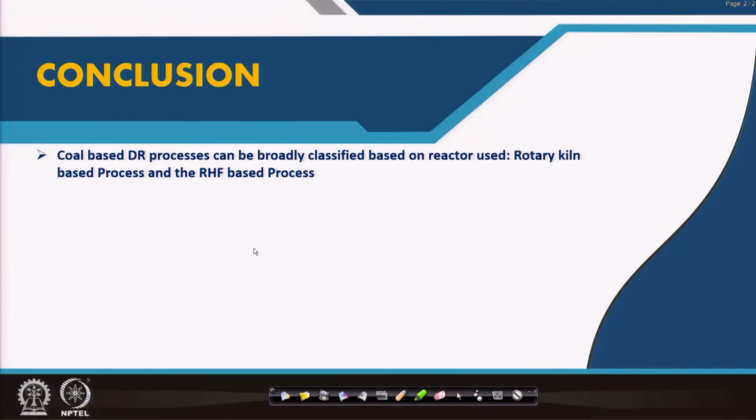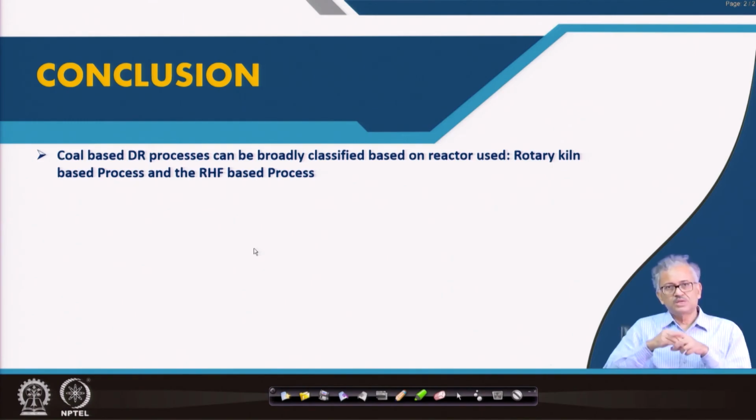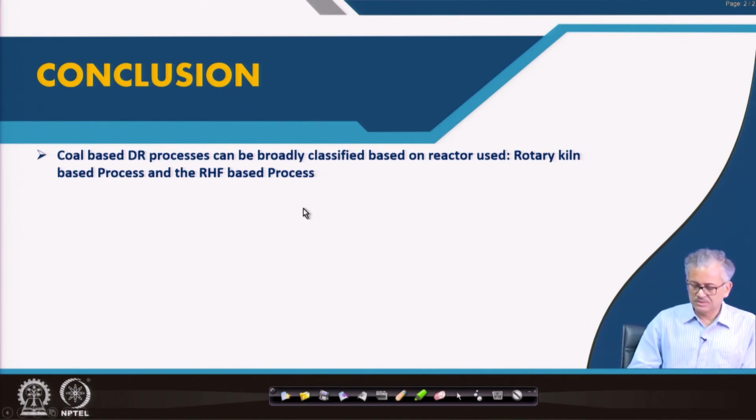First, coal based processes can be classified into two broad categories: one is the rotary kiln based process, and another is the RHF based process. Besides, we have also discussed some other processes, like the SL/RN process, which is based on a fluidized bed, and the Primus process, which is based on a multiple hearth furnace. But the rotary kiln process is the most widely accepted and most rugged process, and the RHF process also has some future prospects.